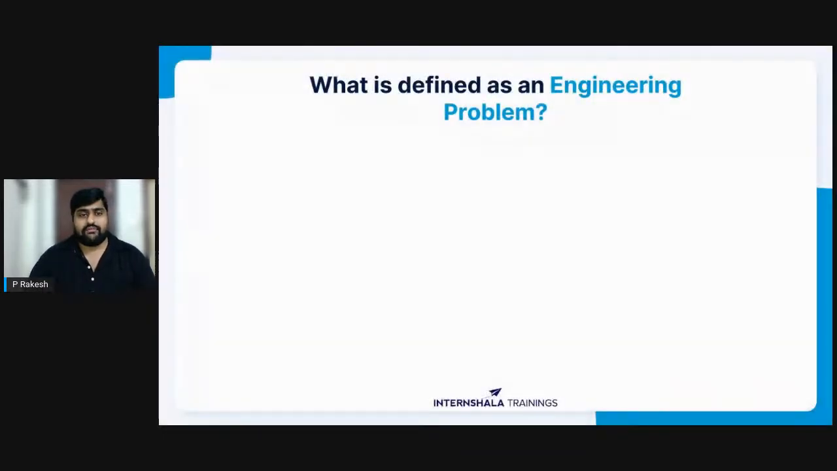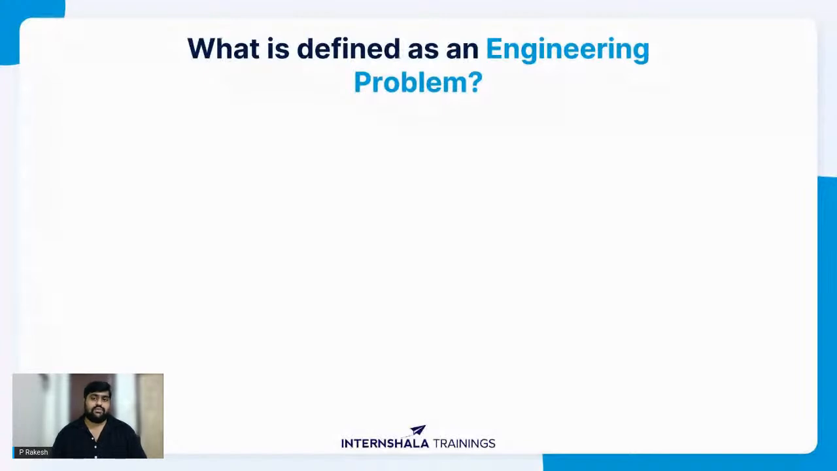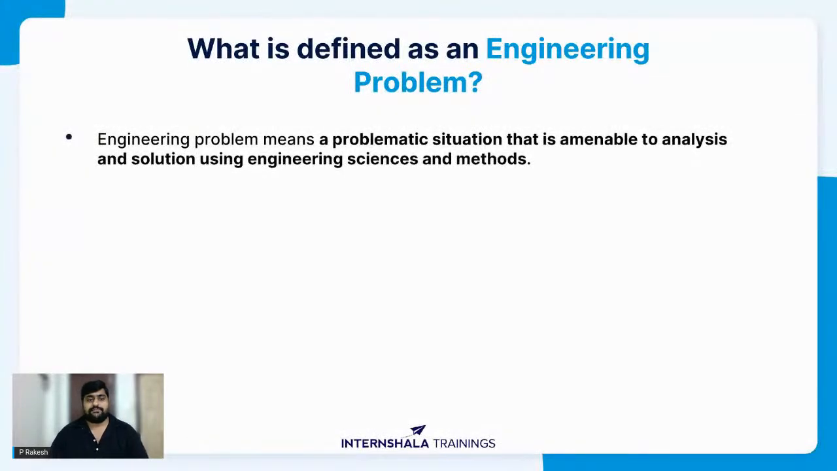Before going forward, first of all, what do you define as an engineering problem? So once we know the definition of what engineering problem means, then we can look at what are the different ways in which we can solve an engineering problem. So how can we define an engineering problem? So any problem, or let us say any problematic situation that can be solved using engineering sciences and methods, that can be defined as an engineering problem.